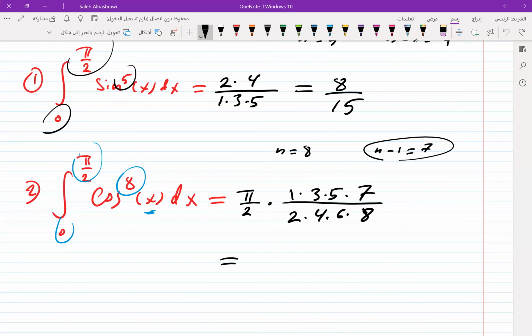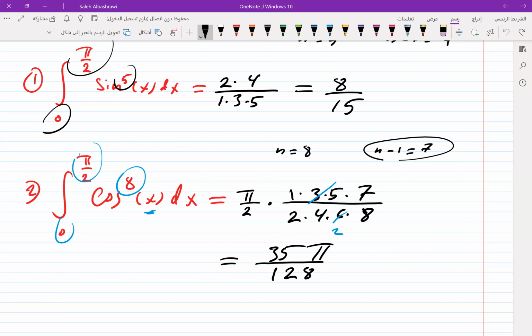This is equal to, I can remove this 3 with the 6, it will be 2. So I will have up is 35 by, multiplied by 2 times 2 is 4 times 4 is 16 multiplied by 8. It will be 128. So the 35 pi divided by 128. This is the idea of applying the Wallis formula.